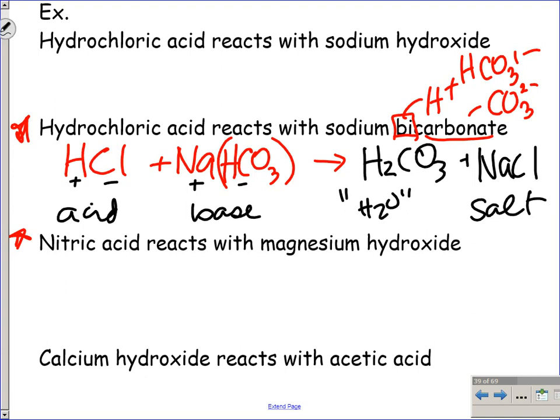It's not necessary to write the acid or base first. Now, do I need to balance this? It looks good to me too. The H's, there's 2 H's, there's 2 H's, we're good.